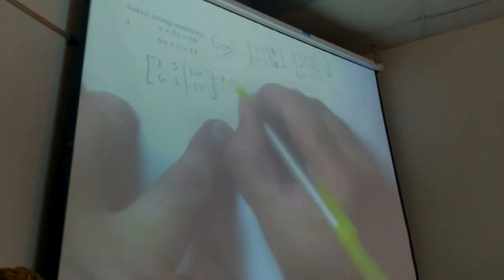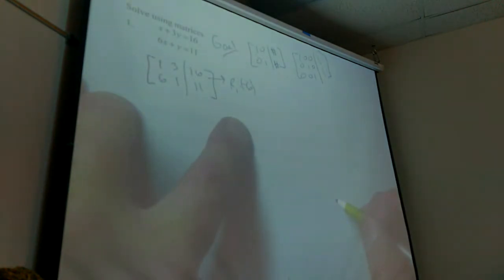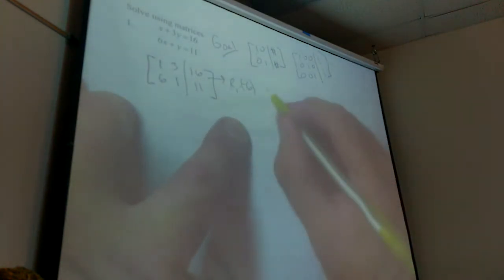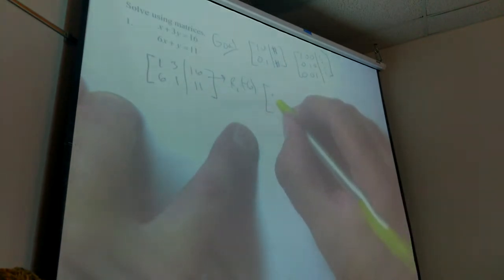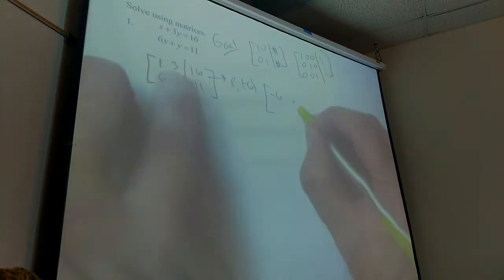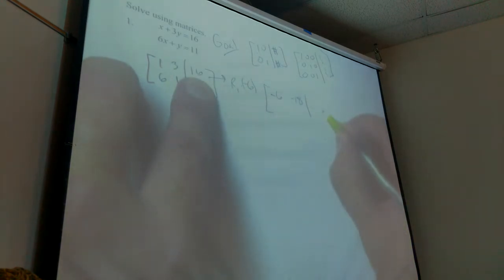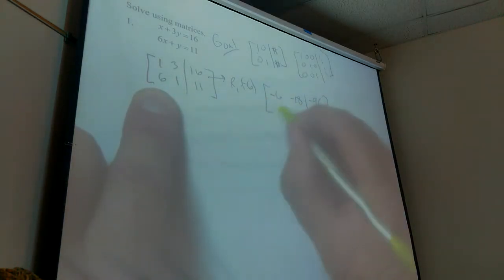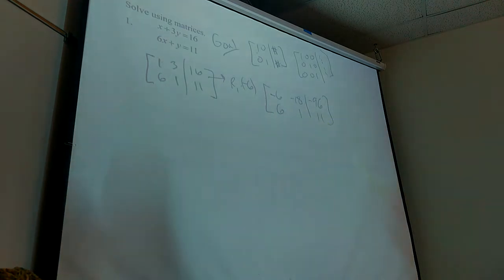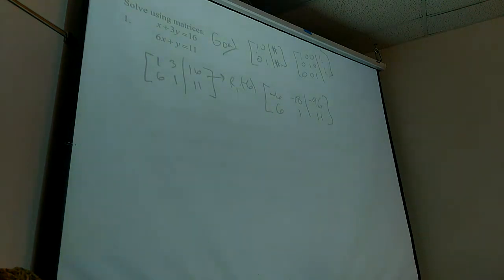So right now I'm just going to do row 1 times -6. Is that cool? Why are we doing that? So then when I add it to this row, I can get a 0 here, right? So now, what's row 1 now? -6, -18, 196. Okay. And row 2 is the same. I'm not doing anything to row 2, right? In fact, I really don't want to, because then it would be like, wait a minute, it's not a 6 anymore. Okay.